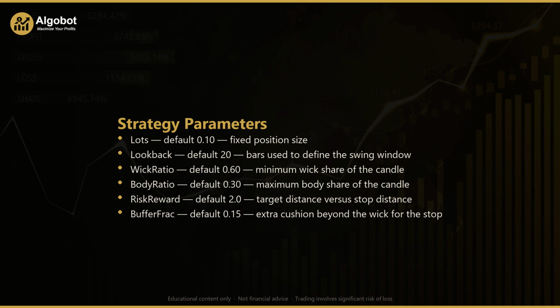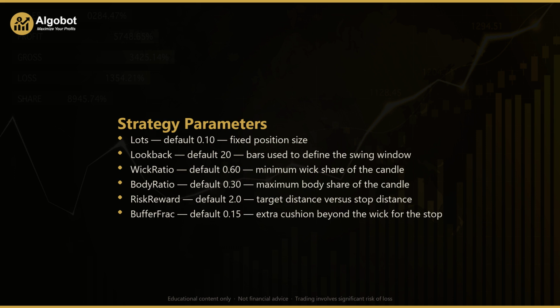Body ratio, defaulting to 0.30, is the opposite control. It caps how large the body may be as a share of the range. A smaller value insists on a tiny, indecisive body, which is the classic pin bar look. A larger value is more forgiving.